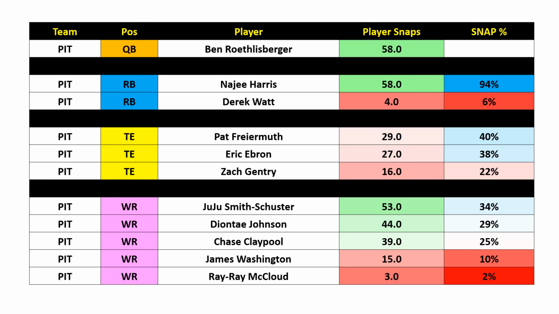Roethlisberger, Harris at 94%. Looks like Derek Watt is the pickup for the handcuff. So I guess if I had Harris, I'd want to have him if you got a deep bench. Don't know on the tight end. Ebron, I would have thought would have been much higher. I'm not sure any is usable until somebody's injured.